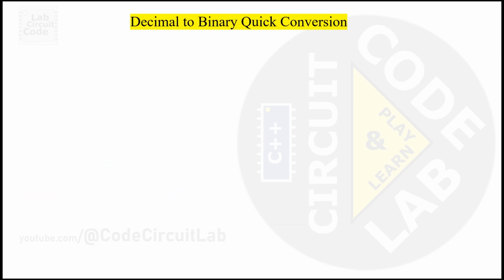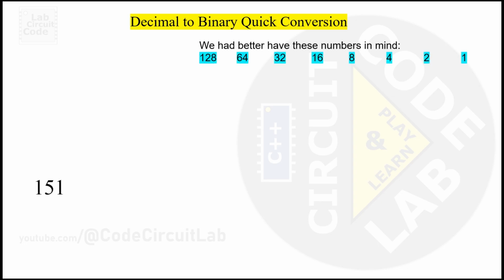Let's now see how we can convert from decimal to binary in a quick way. Let's say we have a number 151, and we'd better memorize these numbers as I told you at the previous slides. Now, first we think, step 1, is there a 128 in 151? The answer is yes. We have 128 inside 151.